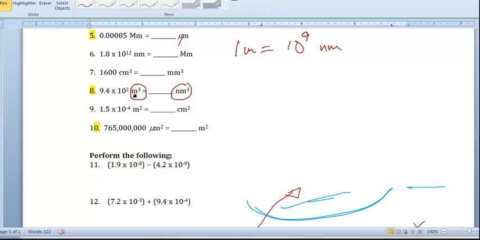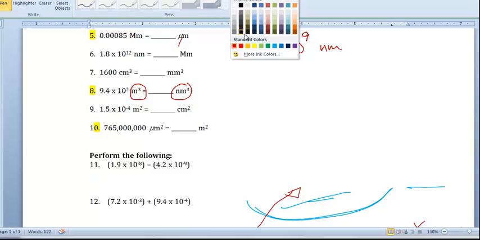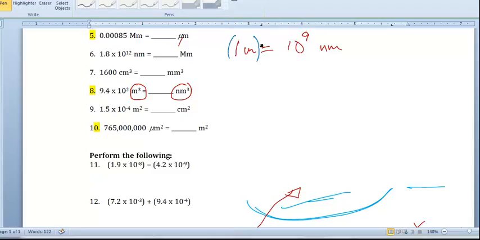But it is cubed, so let's do that. Cubed and cubed. All right, so now the equivalence, now that we convert it to volume, that's 10 to the 9 times 3, or 27, nanometers cubed. Okay, now we've got the working equivalent statement.